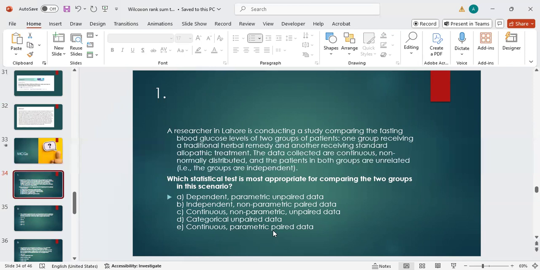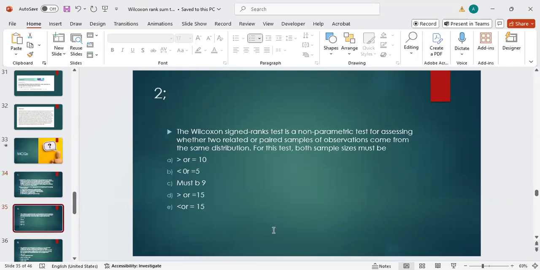Which type of data is most used for the Mann Whitney test? Dependent parametric unpaired data, independent non-parametric paired data, continuous non-parametric unpaired data, and categorical unpaired data. Option is continuous parametric paired data. B. Yes, the answer is B.